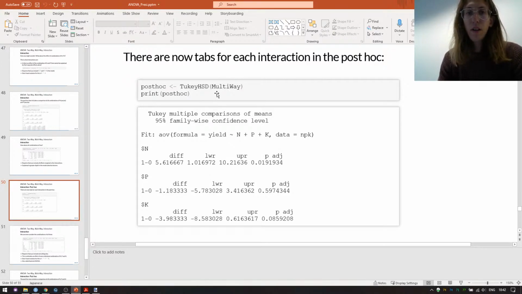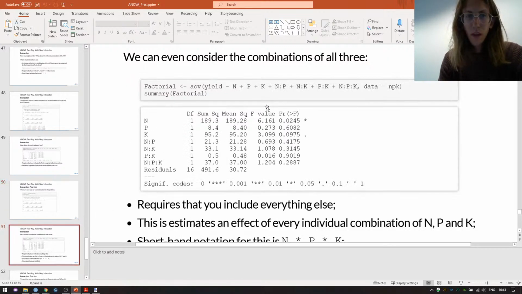Yeah, in the post hoc there are now tabs for each interaction. So we have nitrogen, phosphorus, and potassium. And we can even consider the combination of all three.